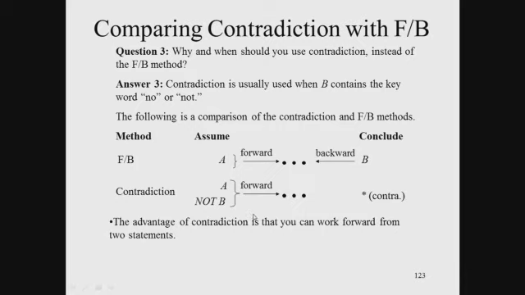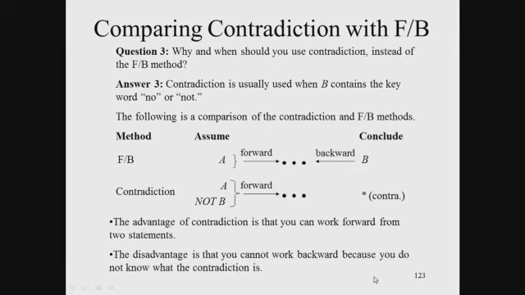Eleanor, what was it that you observed? That there was no backward process. Yes, how can you work backward from a contradiction that you don't even know what it is? There is no backward process. And this can be a tremendous disadvantage. So in essence, with the contradiction method, you work forward from A and not B, but you're working forward in a blind way trying to find this contradiction.